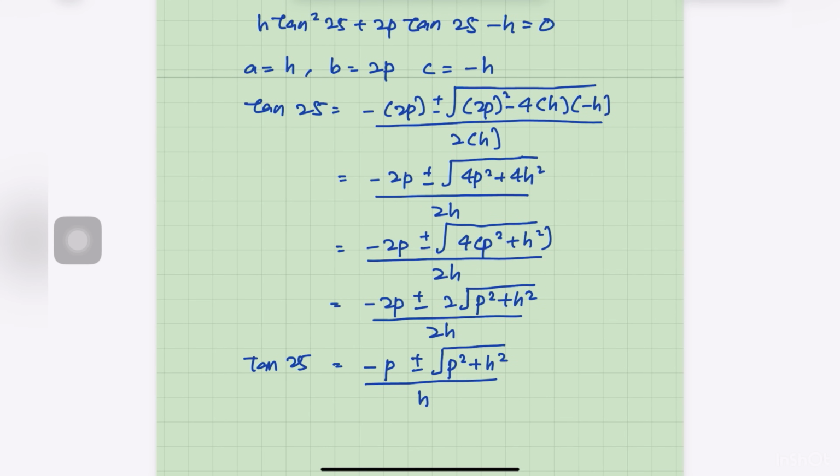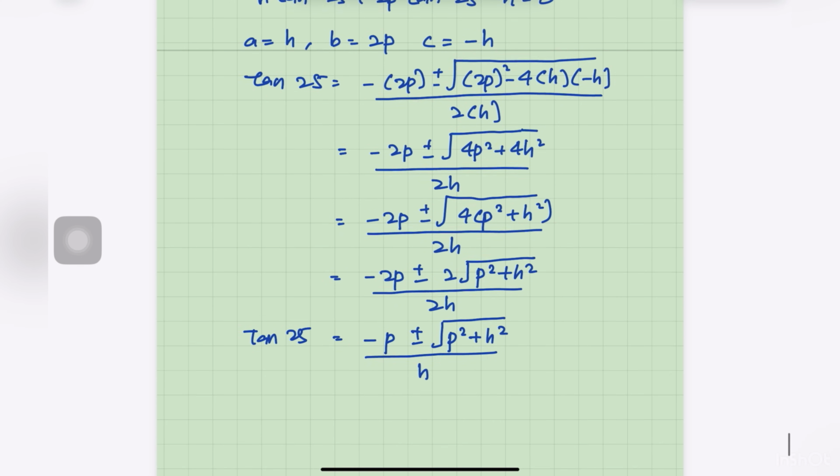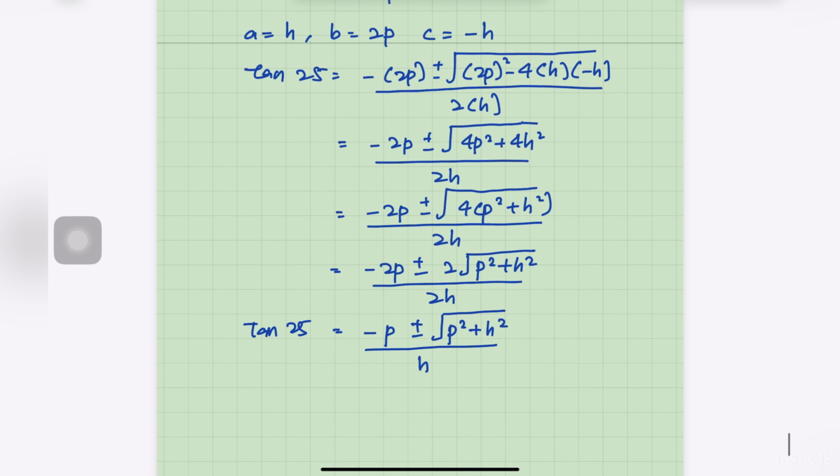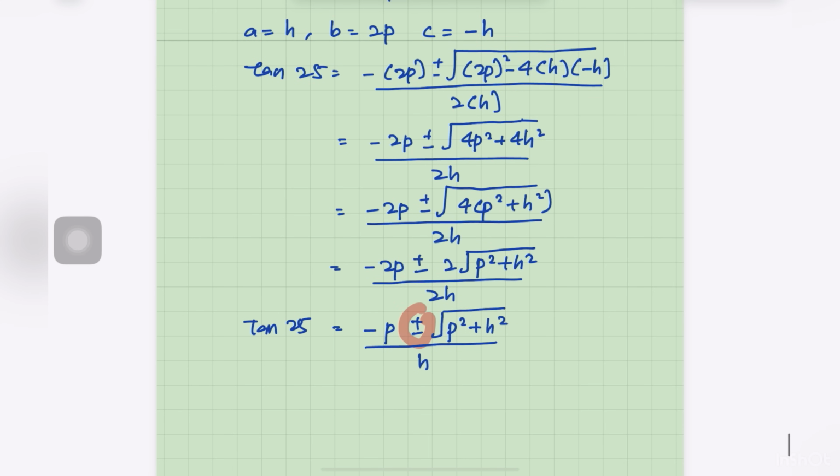But we know tangent 25 is an acute angle. So for an acute angle in quadrant 1, tangent is positive. So therefore we cannot choose both; we must choose the positive one only. So therefore tangent 25 equals negative p plus square root of p squared plus h squared, over h.